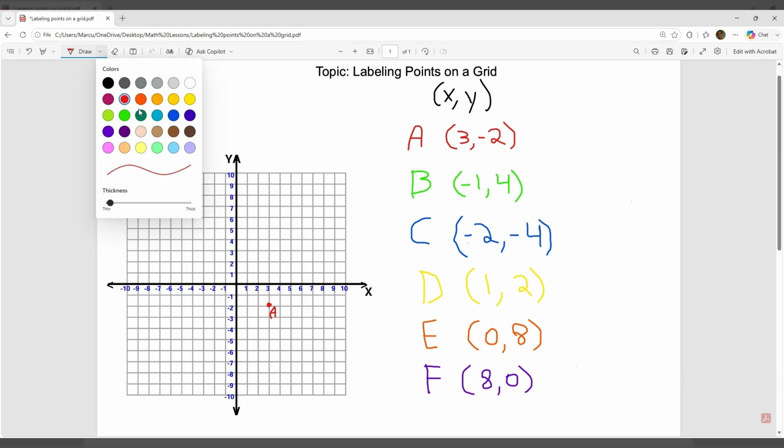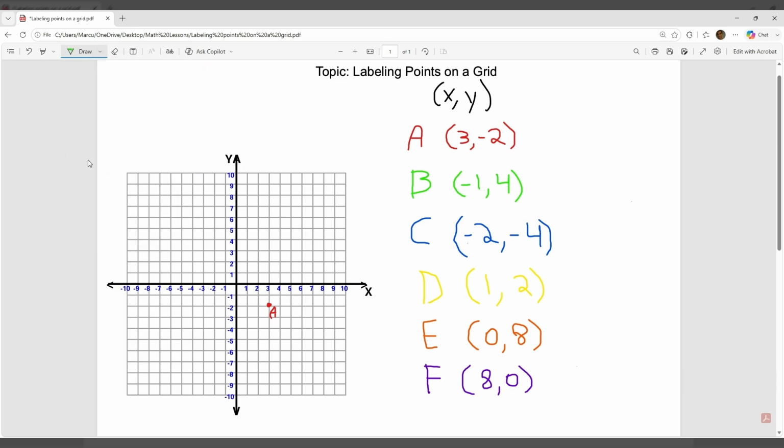Switching colors now, I'm going to do green. So we have B, negative 1 comma 4. So your X is negative 1. Remember, X, if you go right, that's positive. If you go left, that's negative. So negative 1, we're going to go 1 to the left. And then for the Y, it's a positive 4. So positive, you go up. Negative, you go down. So here we go 1, 2, 3, and 4. So negative 1 comma 4. So you place a point right there, and that's your point B.